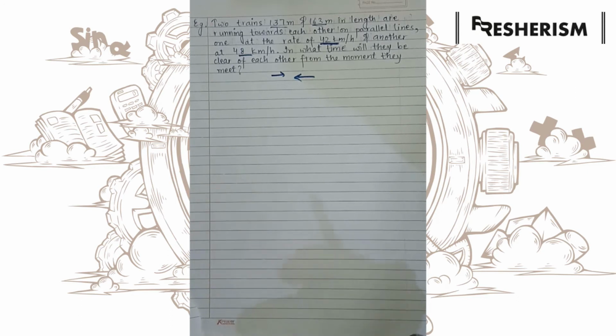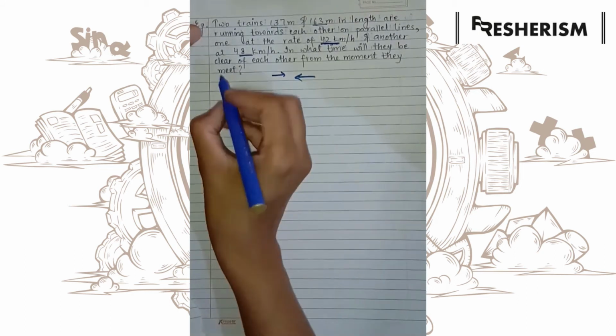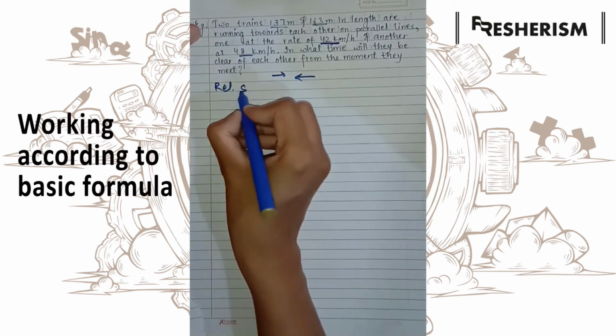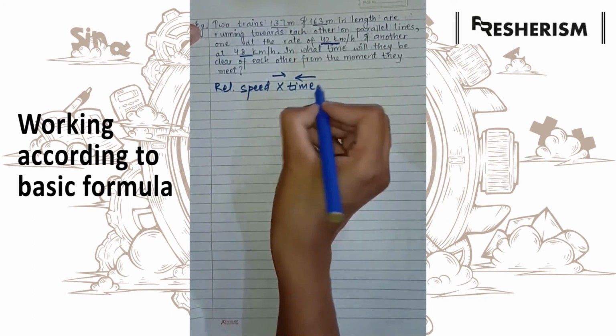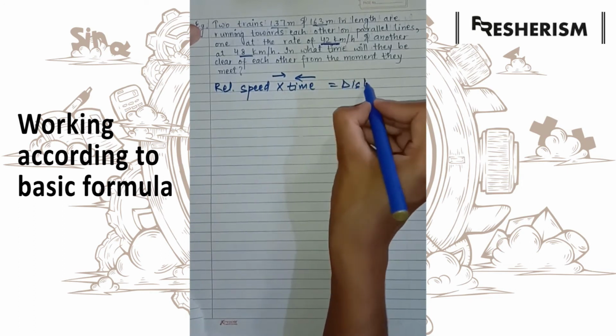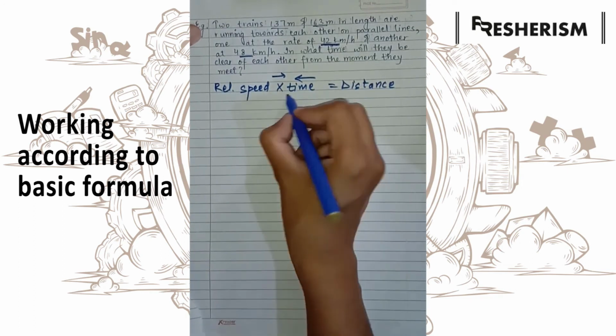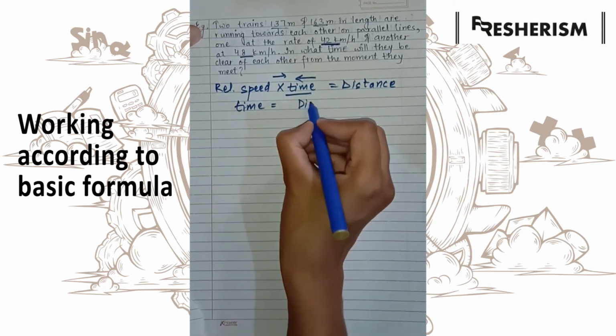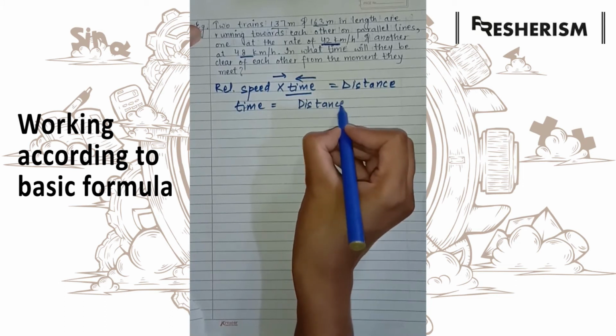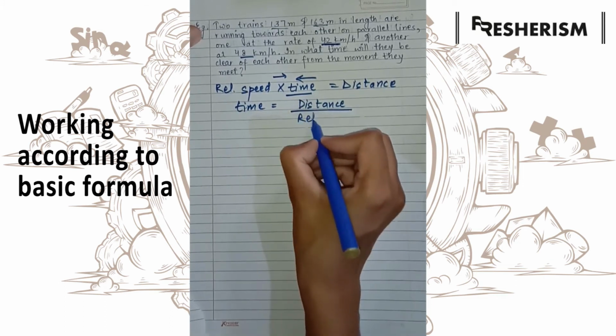And we have to find out how much time they will take in clearing out each other, that is, how much time will be spent while they cross each other. Now we know the basic formula is relative speed multiplied by time is equal to distance. And in this question we have to find out time. So time will be equal to distance divided by the relative speed.